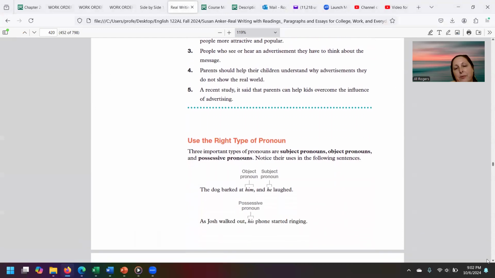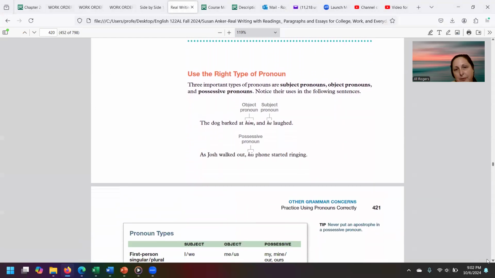This is also important, and this does cause trouble. Make sure you use the right type of pronoun. Three important types of pronoun are subject pronouns, object pronouns, and possessive pronouns. The big problem is mixing up object pronouns and subject pronouns. Typically, people don't have problems with subject pronouns. They have problems with using subject pronouns as object pronouns.